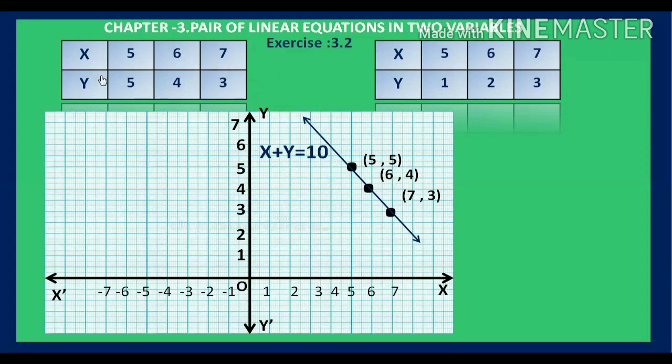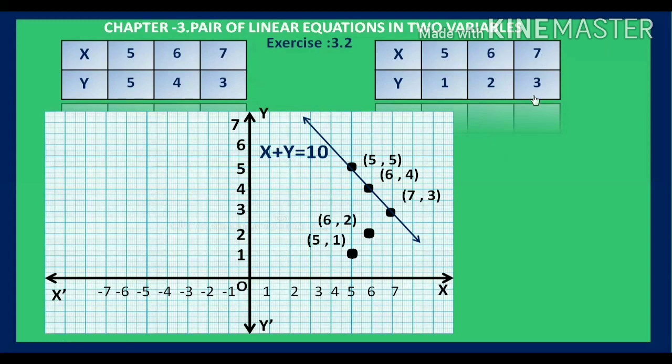Now let's move to draw the graph for the second. First point 5 comma 1. X is 5, y is 1. So we put a point at 5 comma 1. Next is 6 comma 2. So this is 6 comma 2. Let's put a point at coordinate 6 comma 2.